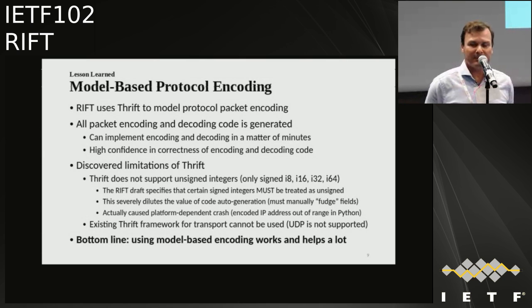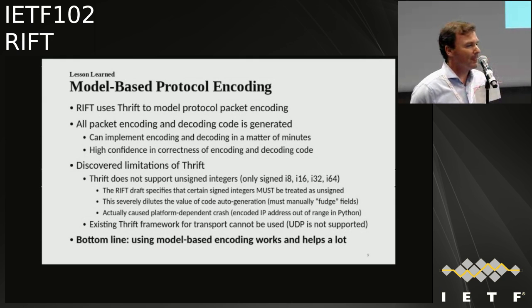But the good thing about something like Thrift is that it's not just used in the network industry, but it's also very widely used in application layer protocols in the big cloud providers. So it's got maybe a little bit more deployment than something like an ASN.1 compiler.